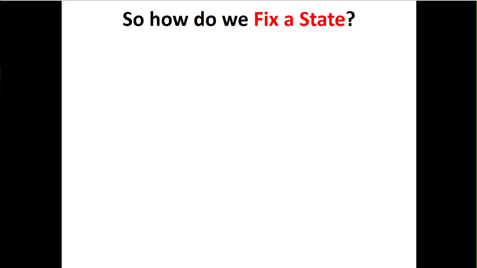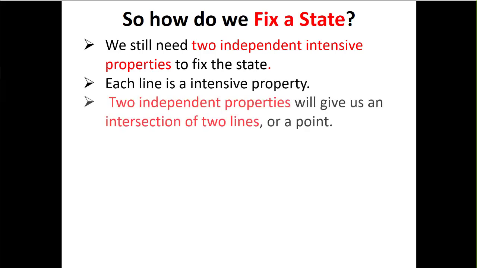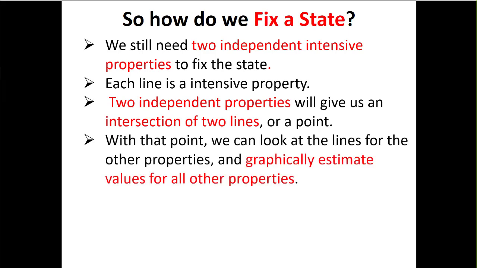Now, how do we fix a state? If we want to fix a state, we need to know how to draw these constant lines. Because if we have two independent intensive properties, then we can fix a state. Two independent intensive properties give us two lines. Those two lines should only come together at one point. That one point is our state point. So we'll draw two lines, and where they meet, that's our state point.